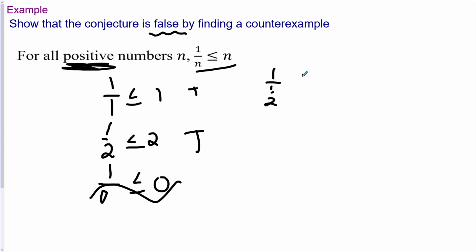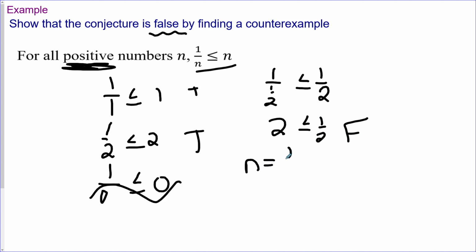1 over a half. Is that less than or equal to a half? Well, when you divide 1 by 1/2, we end up getting 2. Is 2 less than or equal to a half? No, it's not. Since it's false, this is our counterexample, where n was equal to our chosen number of 1/2. Now you can find any number of counterexamples. You could use 1/3, 1/4, really any fraction that is between 0 and 1 would give you a counterexample.